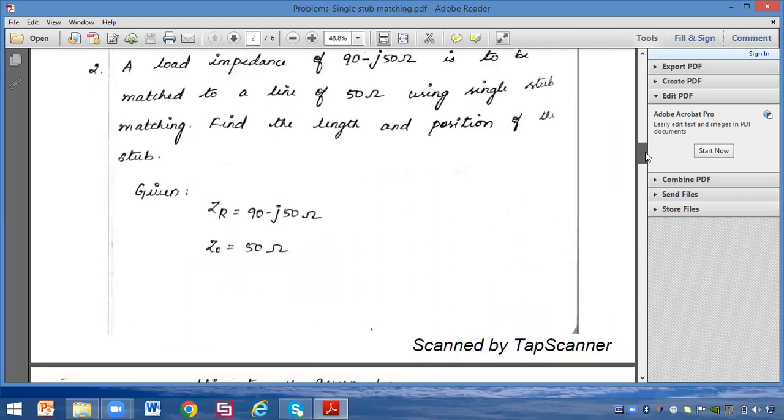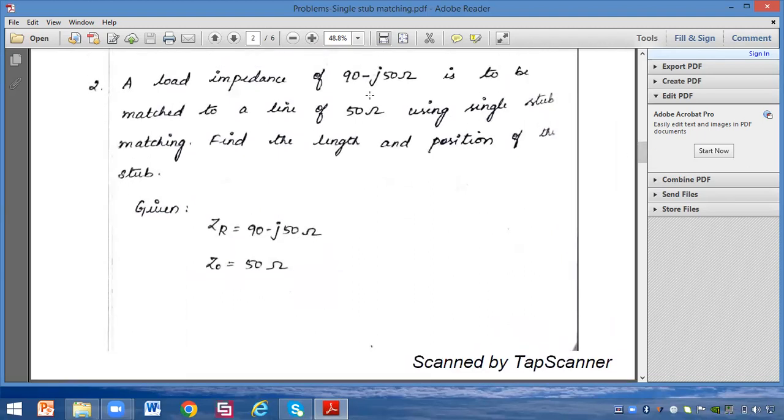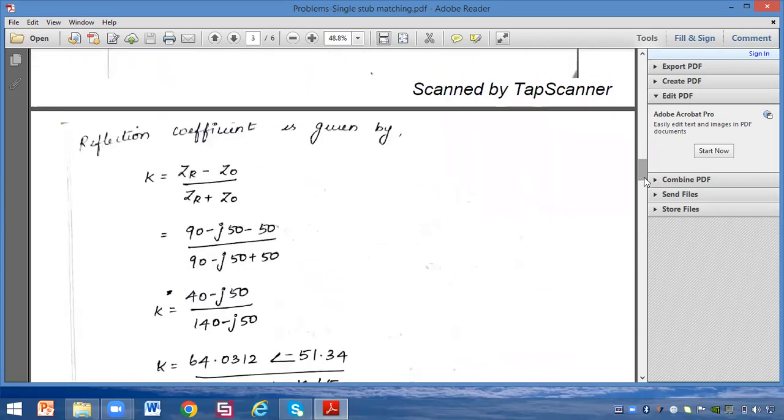So your second problem has the imaginary term. It's quite complicated compared to the first problem. The given data is the load impedance as 90 minus j50 ohm and the characteristic impedance as 50 ohm. First we have to find the reflection coefficient, right? The reflection coefficient is given by k is equal to ZR minus Z0 divided by ZR plus Z0.